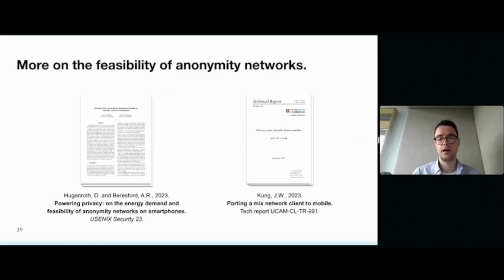We actually did a bit more work on this, on feasibility of such anonymity networks with cover traffic. So we have a paper from last year that also looks at Tor and VPNs. And a student of ours, Jackie, has written his bachelor thesis on actually porting the Nym mixnet to Android and then also doing extensive measurements. So if you're into this kind of stuff, that might be interesting references for you to look at.